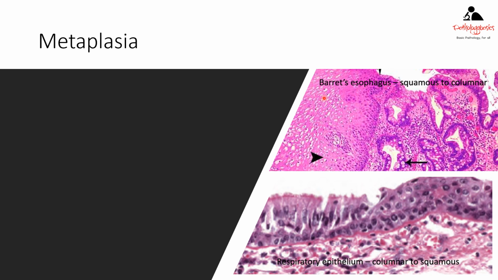Another example we can take is respiratory epithelium. Normal respiratory epithelium is columnar, ciliated columnar to be precise. In a smoker, the smoker is inhaling a lot of toxic substances. These substances induce a change from columnar to squamous, right? So these both are examples of metaplasia.